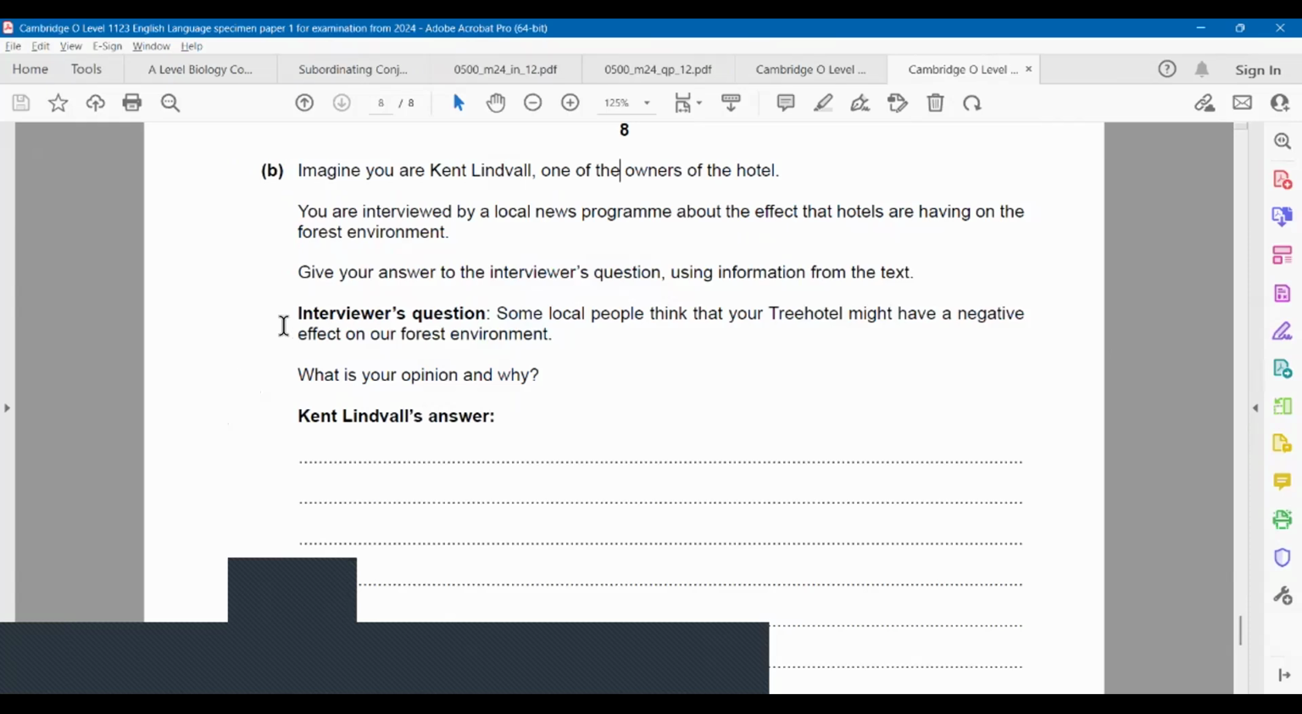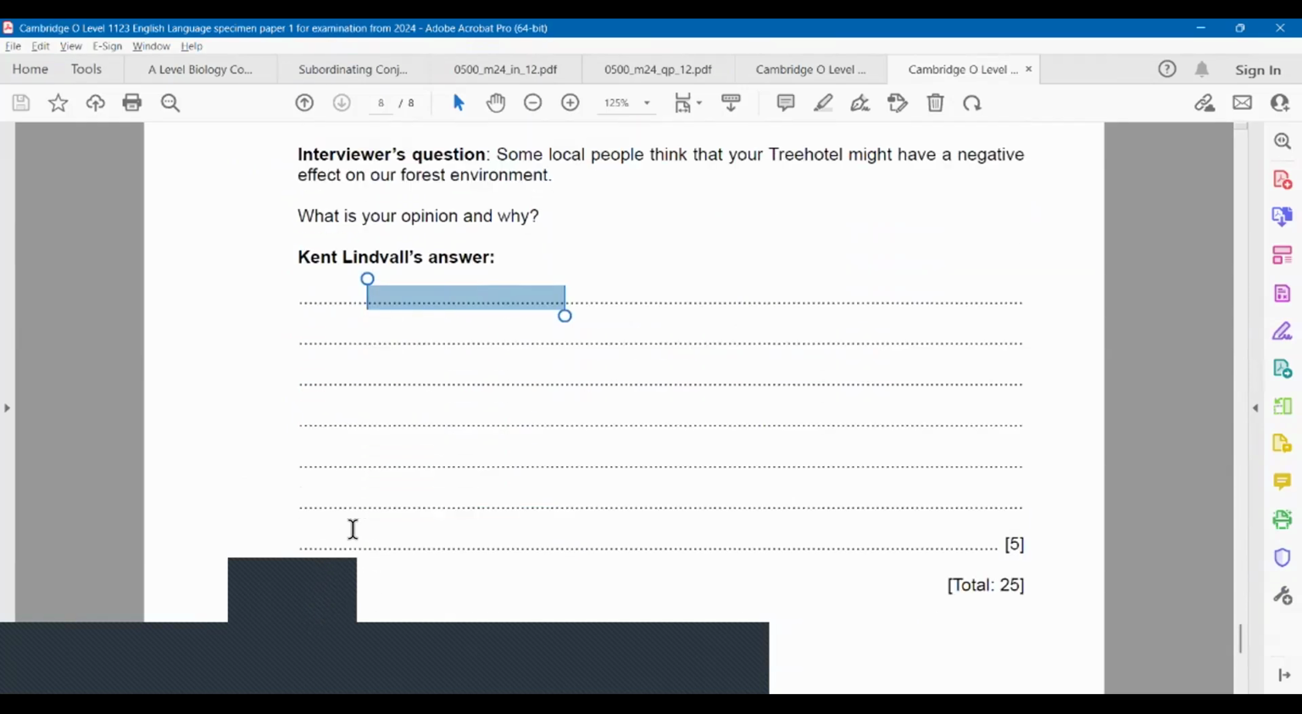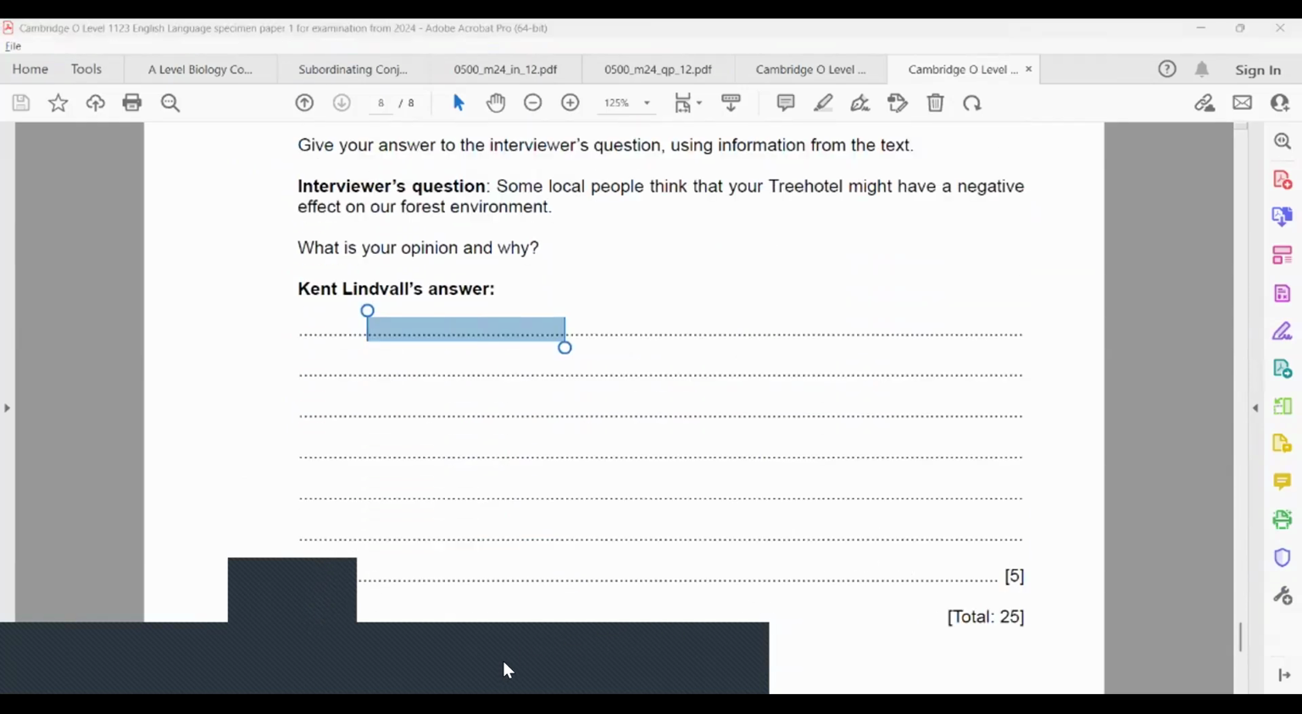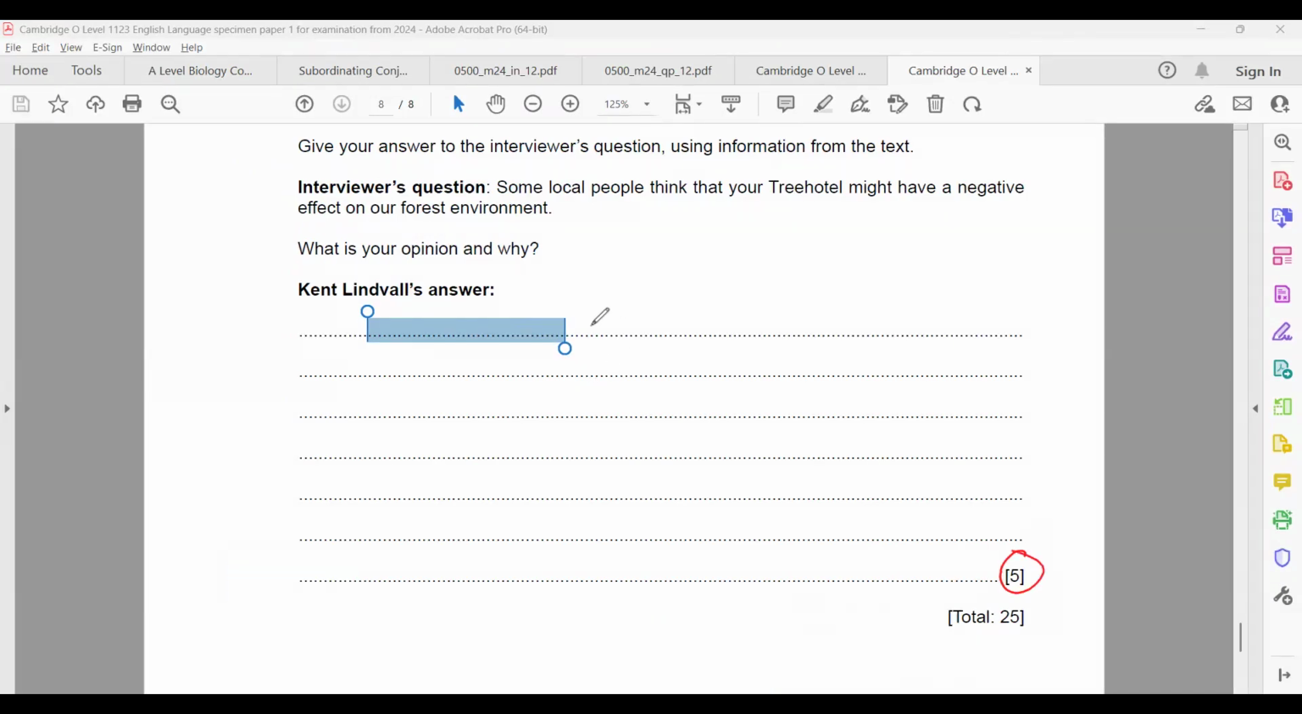And when you read the text, I didn't ask you to read it right now, but when you read the text, Kent Linville, the owner you are role playing as, will be giving you lots of benefits and how they've been careful not to harm the environment, etc. And so you're going to say, well, no, I don't think that it's harming the environment. So this question is worth 5 marks, right? And so you write your opinion, and that will give you 1 mark.